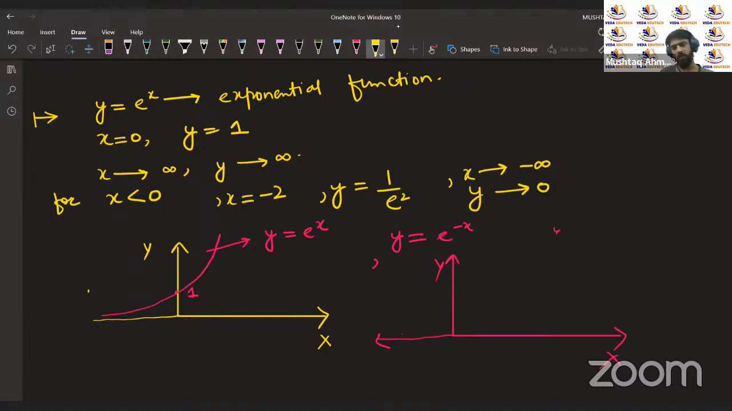So this is how this function, e to the power minus x, will behave. When x tends to plus infinity, this function will approach 0. And when the value of x approaches minus infinity, this function is going to approach plus infinity. So the behavior of this function will be like this.